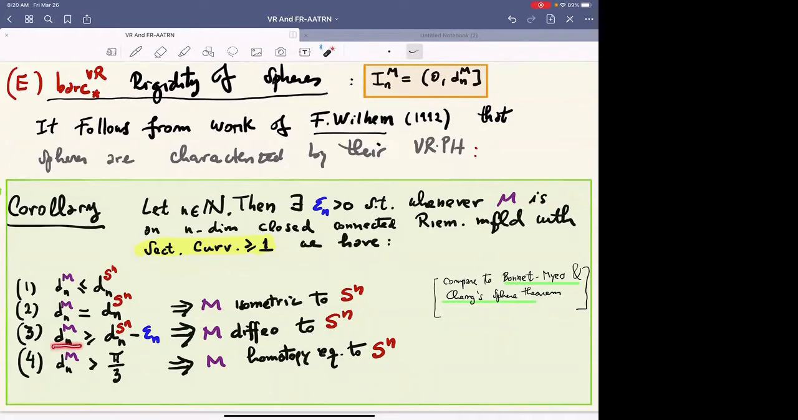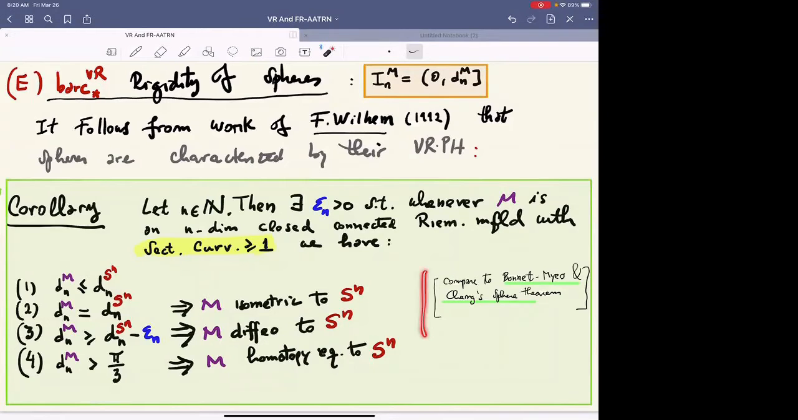If dn is smaller than dsn, but not too small, then M has to be diffeomorphic to Sn. And then if dn is at least pi over 3, then it's homotopy equivalent to Sn. This is relatively good news for barcodes, in the sense that at least we have one case in which we know the barcodes are strong enough to detect a particular geometry.